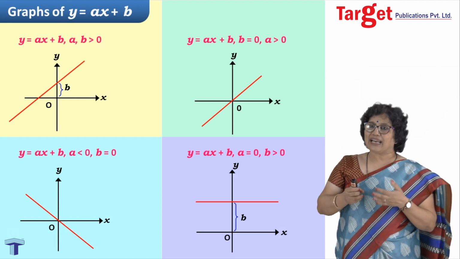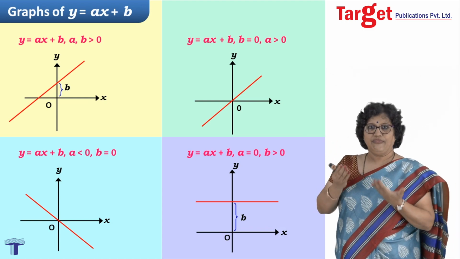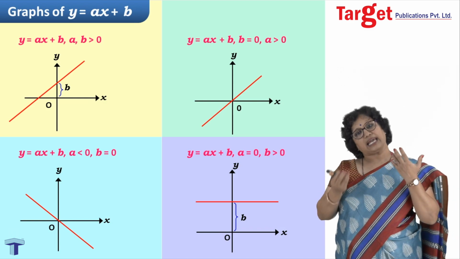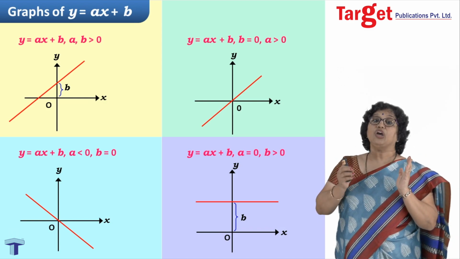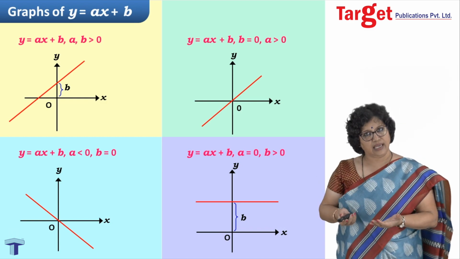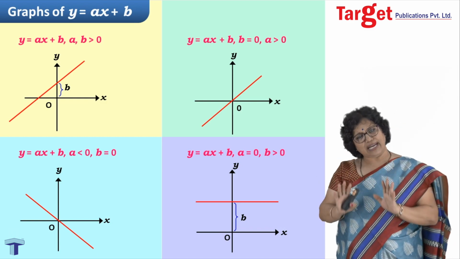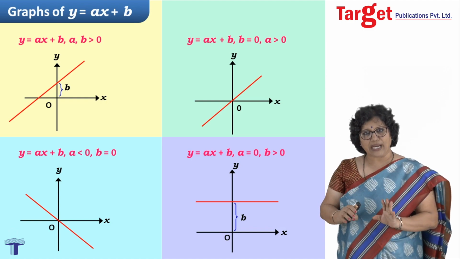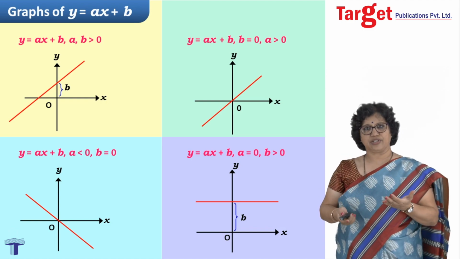Mind you, please, I tried to make 4 various graphs out of taking different a and b. If you wish, you can make more combinations and see how the graph looks. Every time it would be a line only, but maybe in different places, different directions.